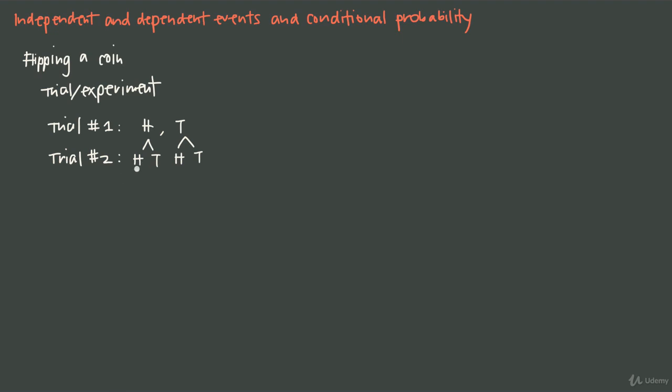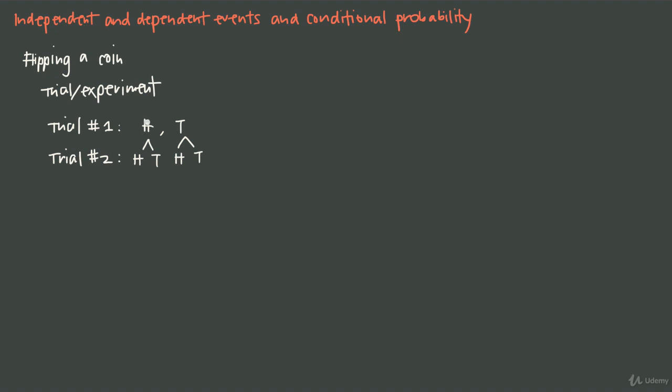Each flip is unaffected by any of the flips before it. So when I flip the coin for trial number two, it doesn't matter at all whether I got heads the first time or tails the first time. I've still got a fair flip and an equal chance of getting heads or tails. In other words, trial number two is completely unaffected by the result of trial number one.